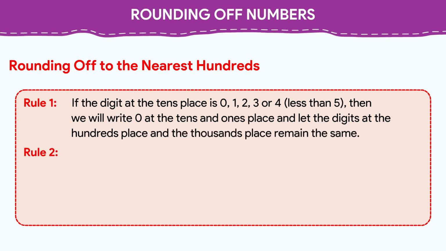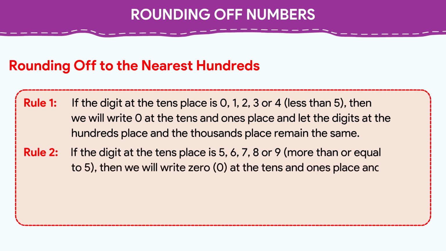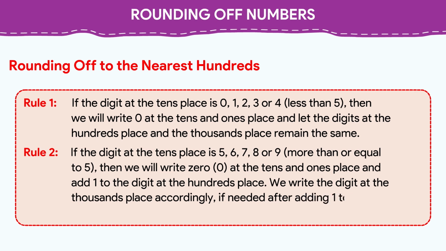Rule 2. If the digit at the tens place is 5, 6, 7, 8 or 9, more than or equal to 5, then we will write 0 at the tens and ones place and add 1 to the digit at the hundreds place. We write the digit at the thousands place accordingly, if needed after adding 1 to the digit at the hundreds place.